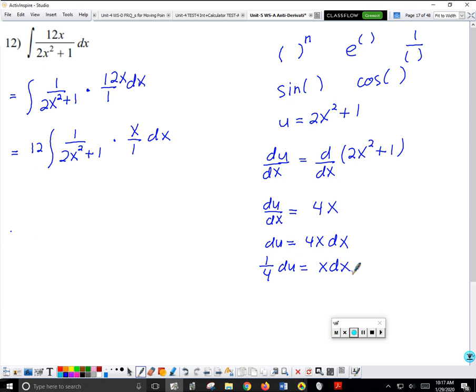Okay, look. Right here. It says x dx. Remember, equal means equal. So wherever I see x dx, I can write 1/4 du. No waiting. Now we can wait.